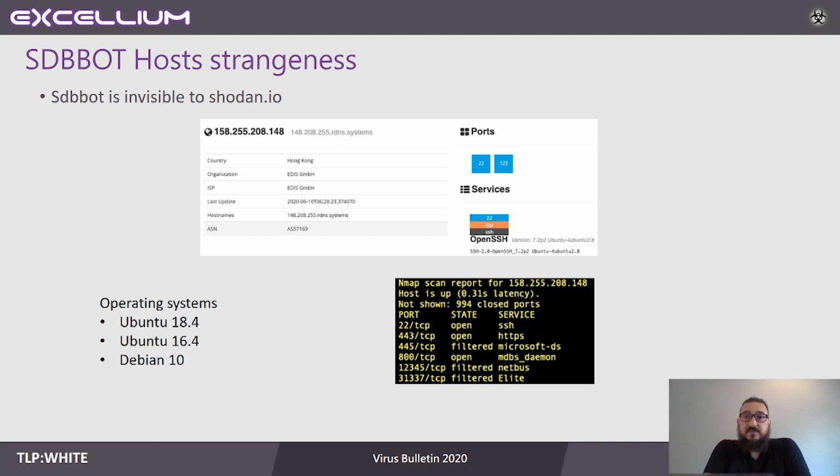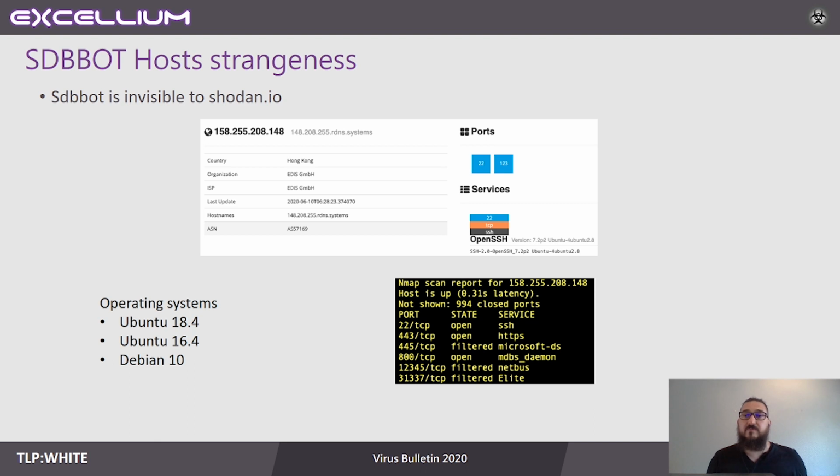First, we see that SDBBot servers are invisible to Shodan, for example. I think it's because if you come with HTTP, you get a reset. If you come with anything else than the magic handshake, you get a reset. That's why SDBBot servers are not visible on Shodan. Then we see that most of the systems are Ubuntu based. There is one Debian. And if you send something else than the handshake, you have the reset. So it's quite easy to spot SDBBot and to remove some honeypots from this list.